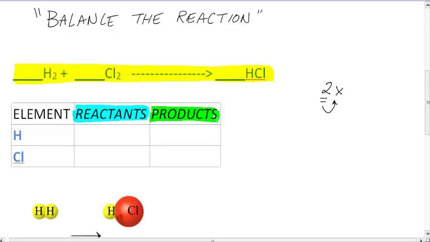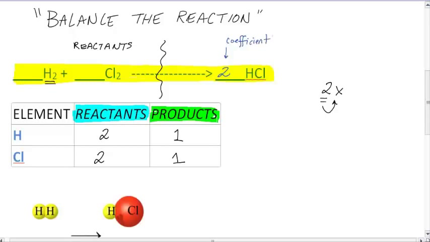So now what I do is I count how many hydrogens are in the reactants. Remember, the reactants is the front half of the equation. I have two hydrogens in the reactants. Chlorine, I have two chlorines in the reactants. Okay, in the products, I only have one hydrogen, and I only have one chlorine, right? So that's part of the problem. I need more hydrogens and more chlorines in the products. So I can put a 2 in front of HCl. 2 is a coefficient.